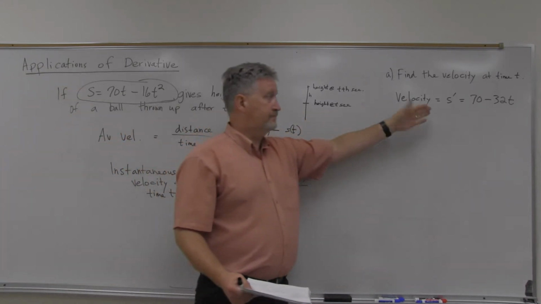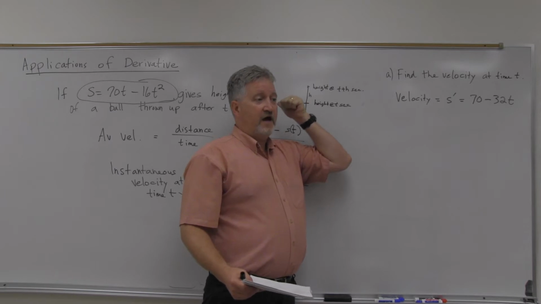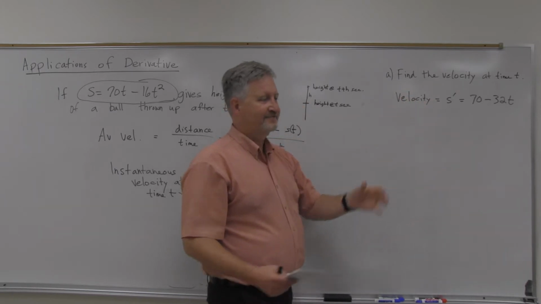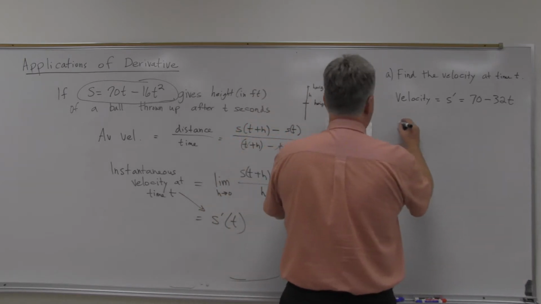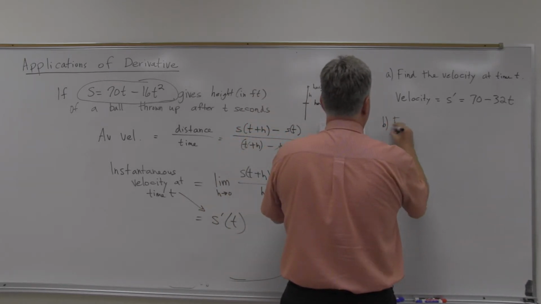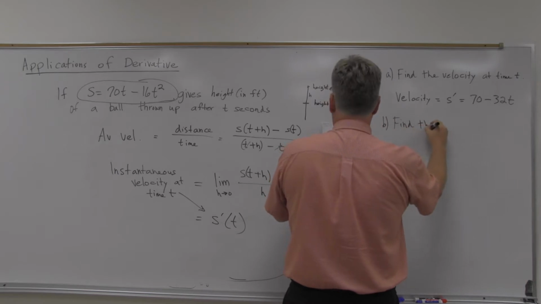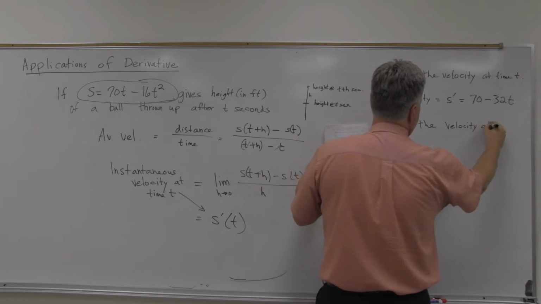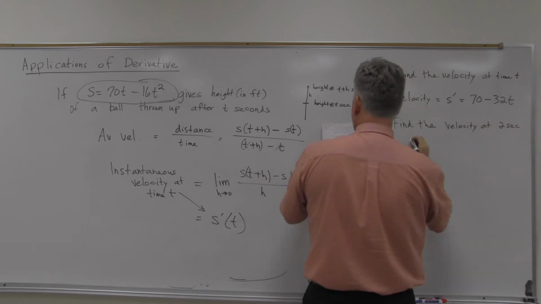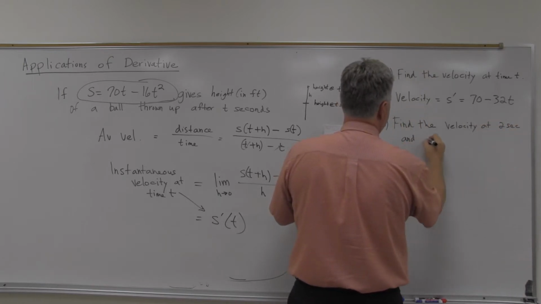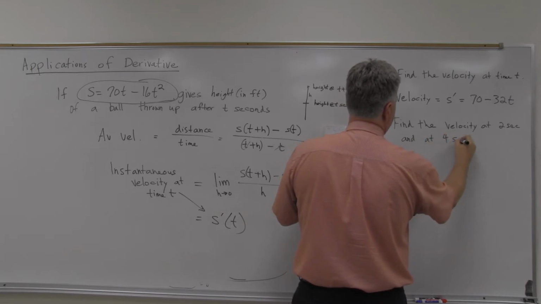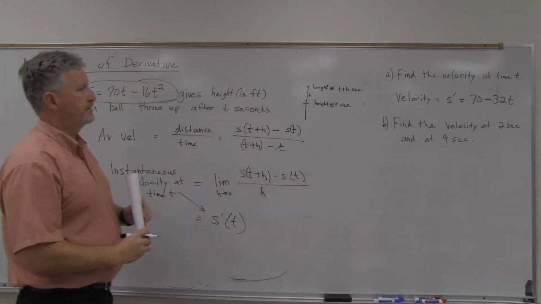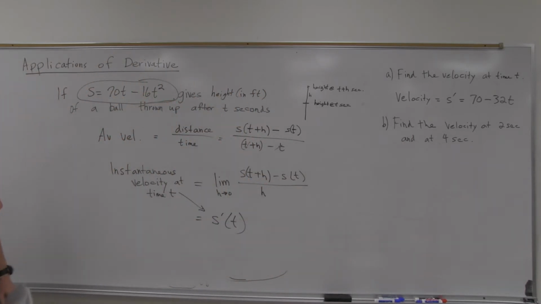And so I can figure out the height, but now, since I know the velocity is the derivative, I can figure out the velocity also. So let's find the velocity v. Find the velocity of this ball here at 2 seconds and at 4 seconds.